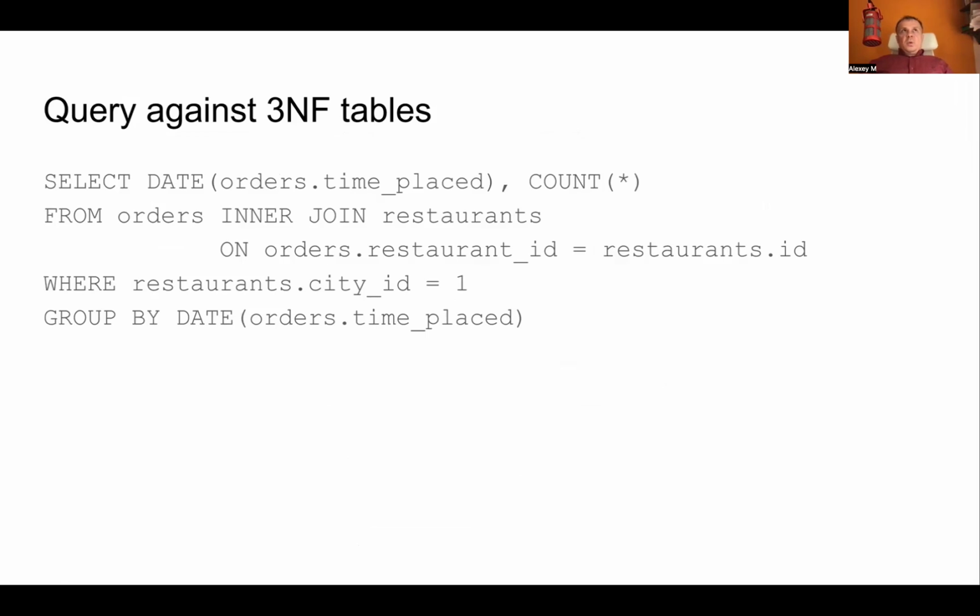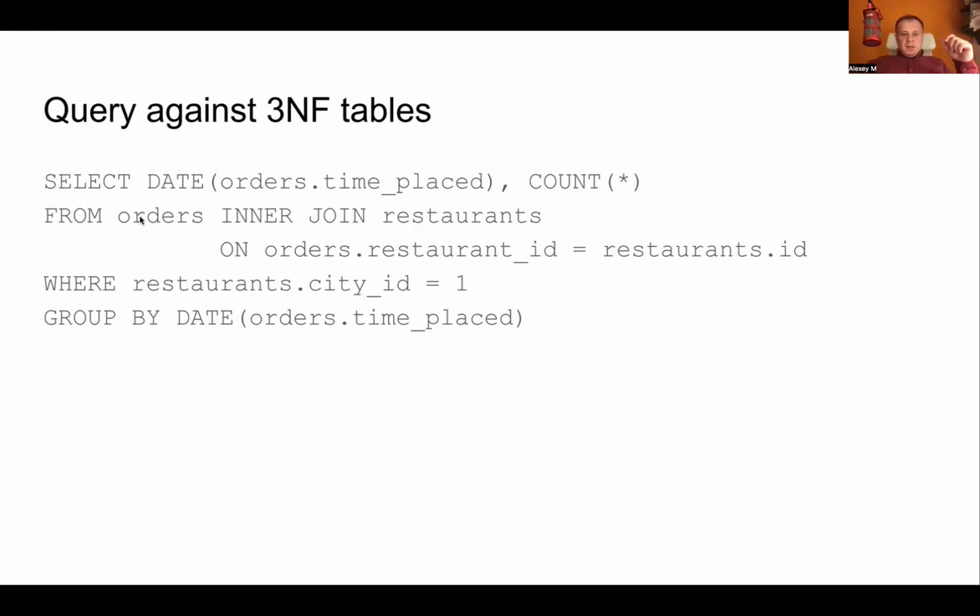Suppose that we need to run a very important business query. We want to find a number of orders made at each day for a specific city, for all the restaurants in the specific cities. We have a pretty simple SQL query with one join.